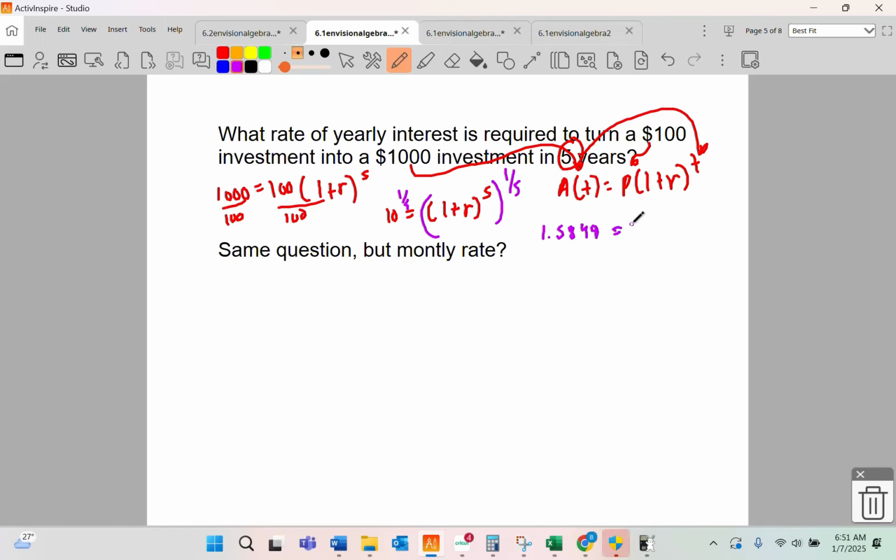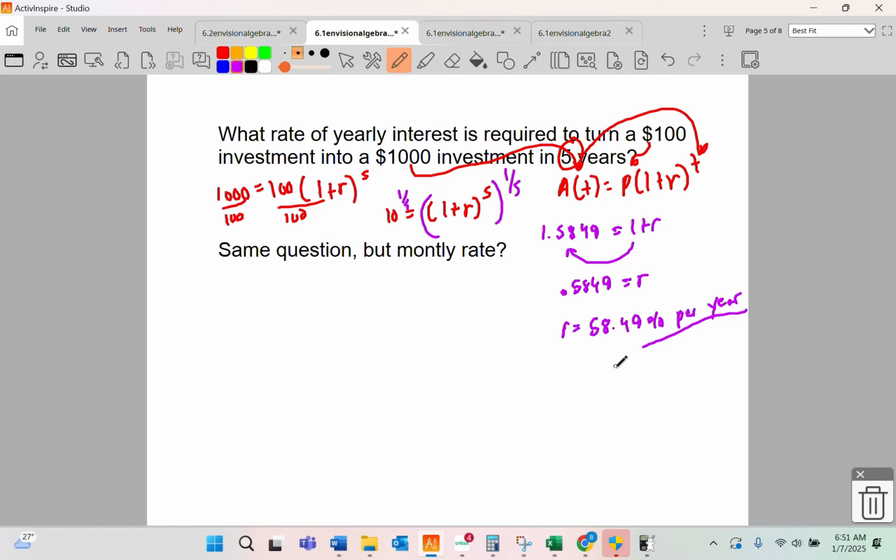And that is now equal to 1 plus r. And all we have to do is move that 1 over. So 0.5849 is r. And if I like percentages, the rate is 58.49% per year, which is impressive. You'd be a millionaire before you even knew it.